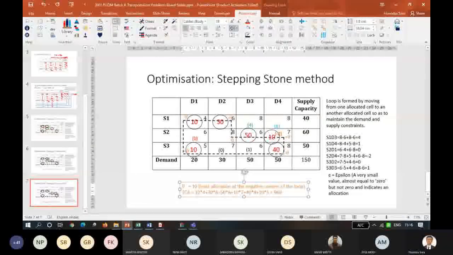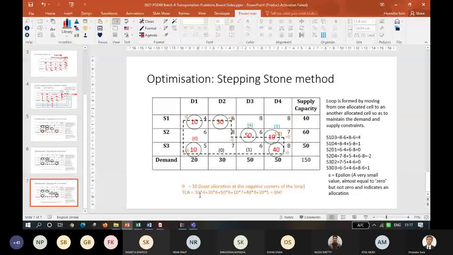Checking. This is 40. 40 plus 50 is 90. 90 plus 180 is 270. 270 plus 300 is 570. 570 plus 70 is 640. 640 plus 320 is 960. I would have committed some mistake somewhere. I will check and we'll do it in the next class.